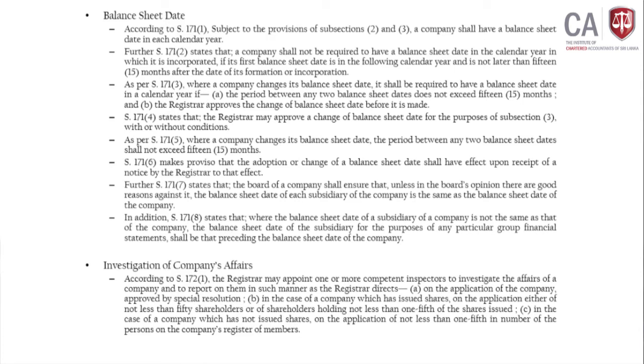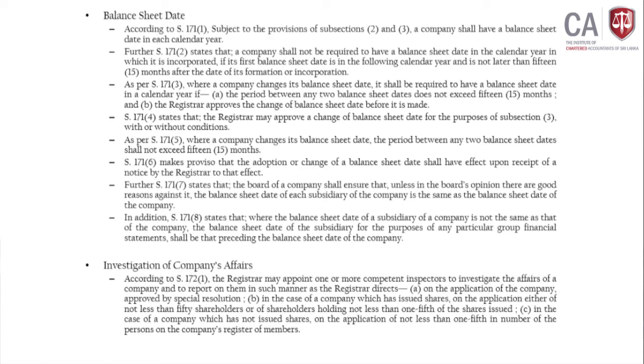And further, section 171(7) states that the board of a company shall ensure that unless in the board's opinion there are good reasons against it, the balance sheet date of each subsidiary of the company is the same as the balance sheet date of the company. Generally, the balance sheet date of the holding company and the balance sheet date of the subsidiaries should be the same, unless in the board's opinion there are good reasons not to do so. Otherwise, the board shall ensure that the balance sheet date of each subsidiary is the same as the balance sheet date of the holding company.